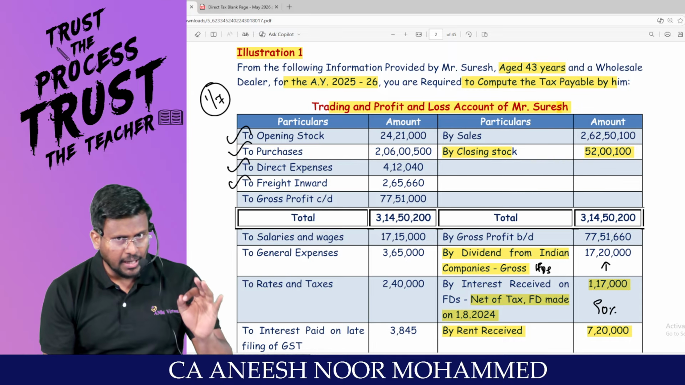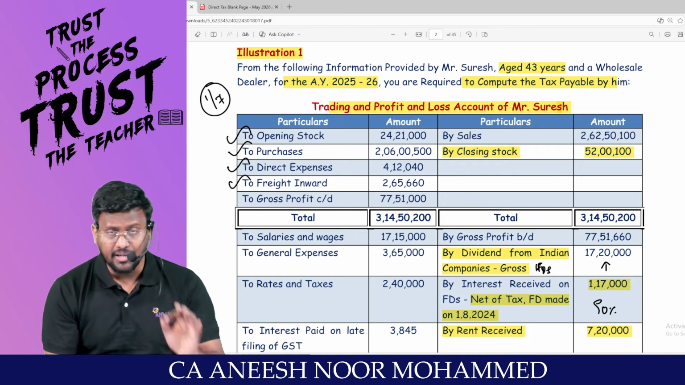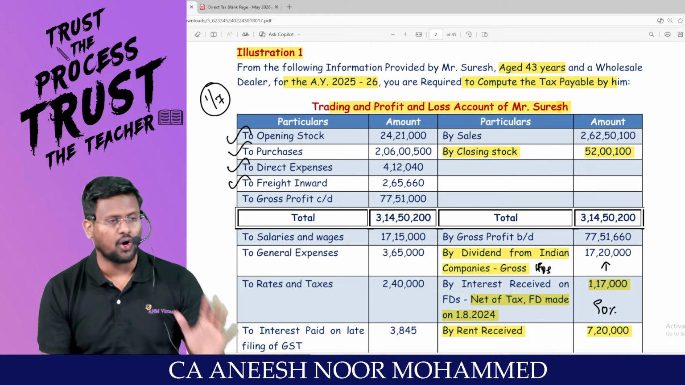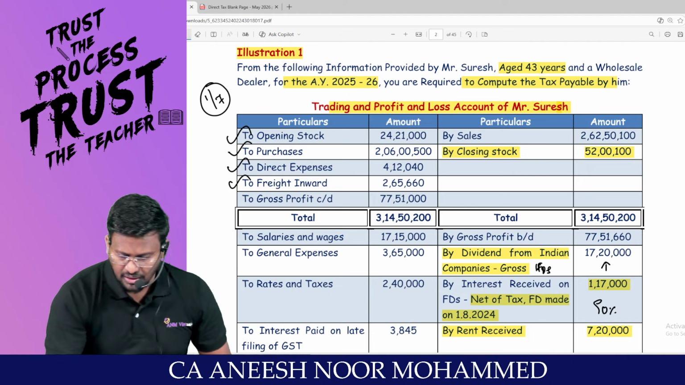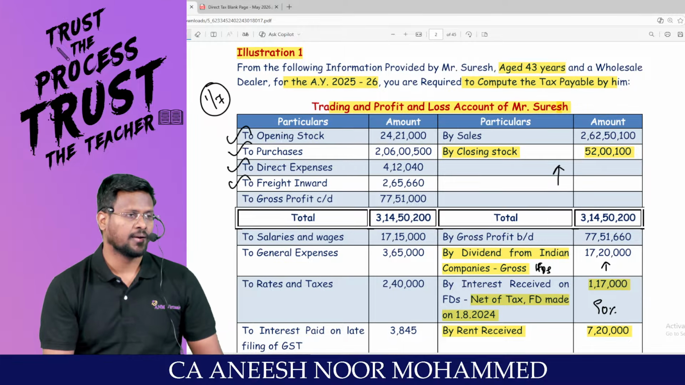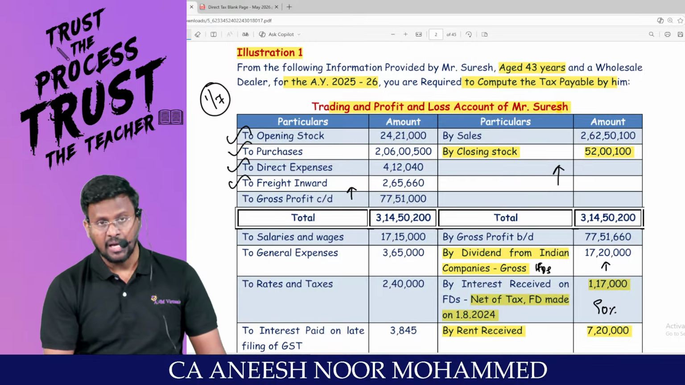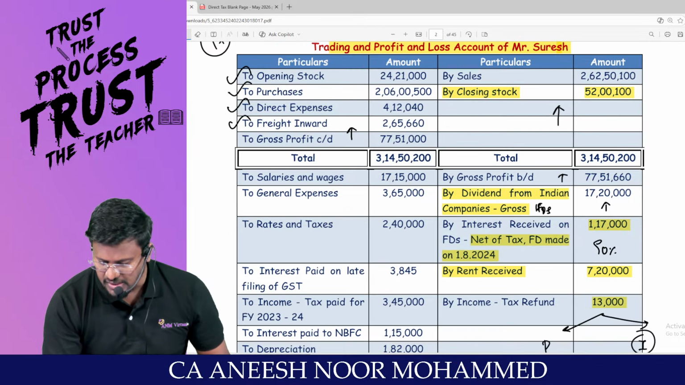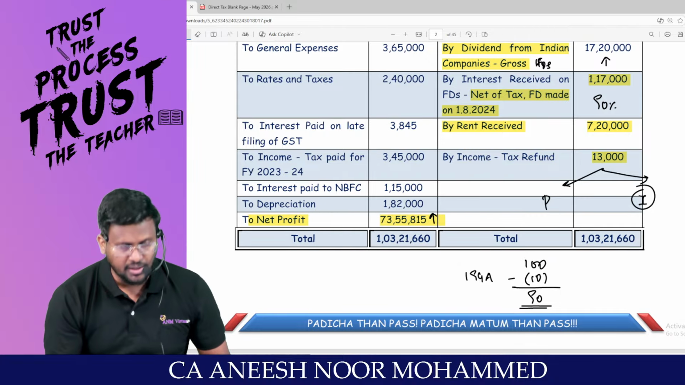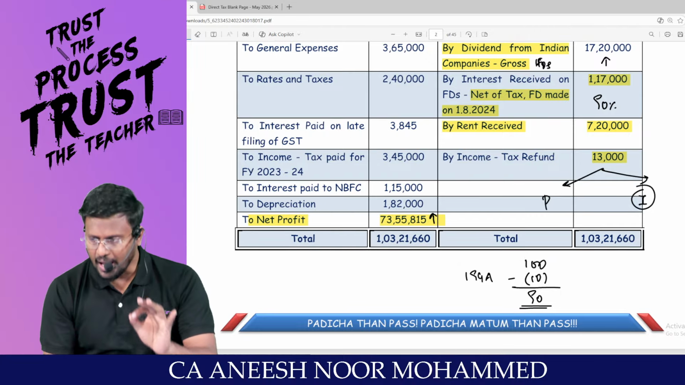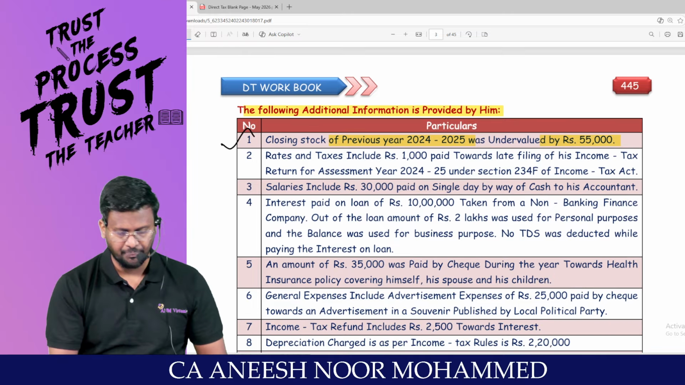That means, my dear lovable students, if we have correctly valued the closing stock, credit side of the trading account would have increased. If credit side increases, gross profit increases. If gross profit increases, automatically net profit will increase. That's why we have to add to the net profit.